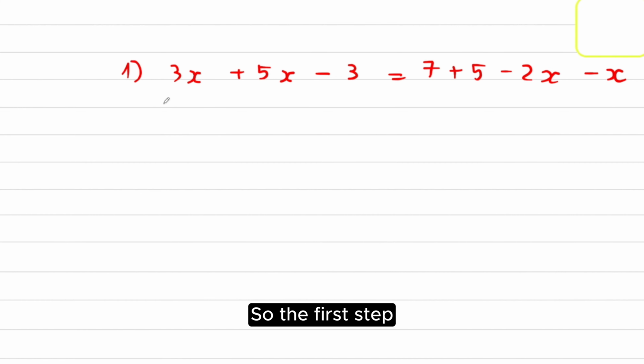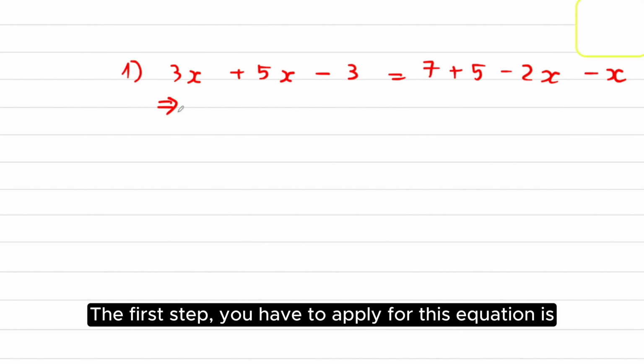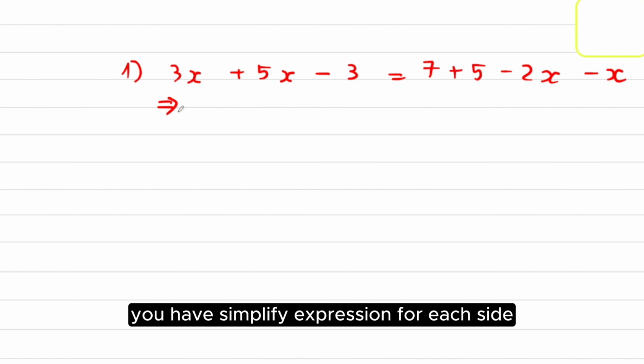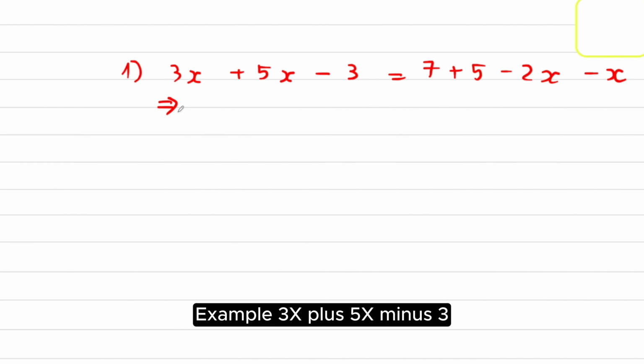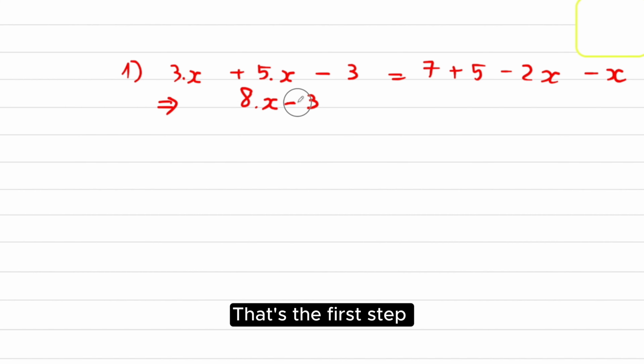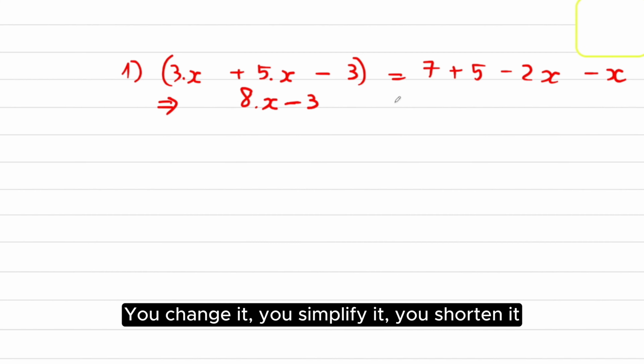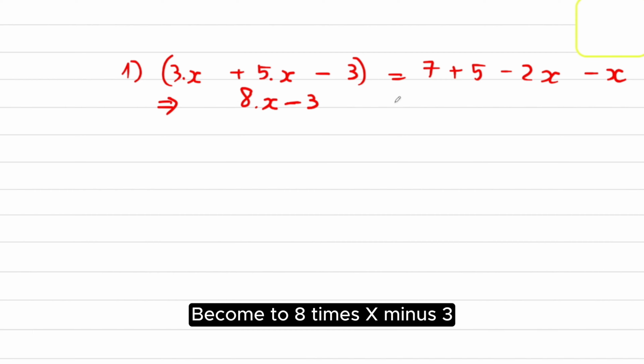So in the first step, you don't need to care about the transposing method yet. The first step you have to apply to this equation is to simplify the expression on each side. For example, 3x + 5x - 3 becomes 8 times x - 3. That is the first step. From a longer form like this, you simplify it, you shorten it, to 8 times x - 3.